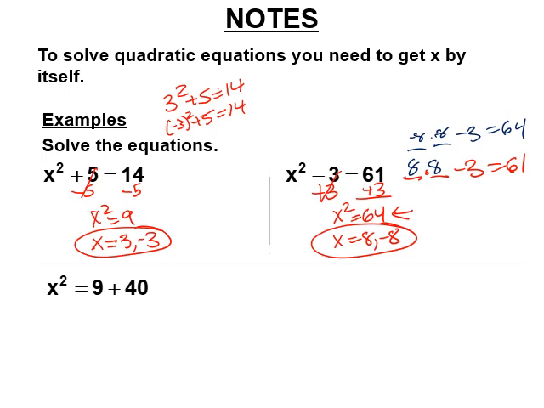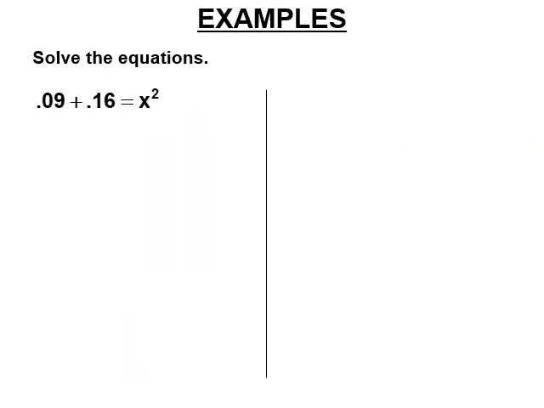Now be careful here. The 9 and 40 are on the same side, so you just add them together, right? 7 times 7 is 49. Negative 7 times negative 7 is 49. Try this one.